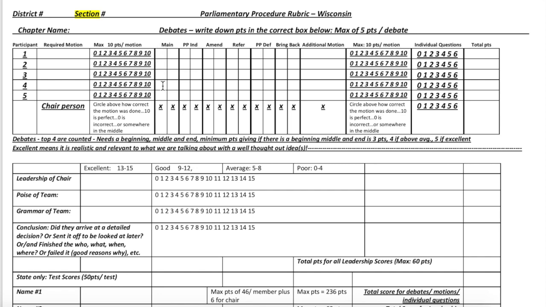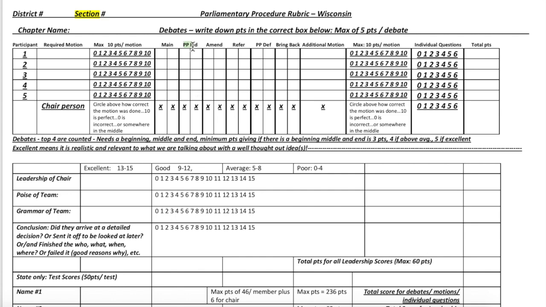So when they debate on the main motion, their first debate will go in this box here. So if the first chair debates the main motion and they get a 3, you'll put a 3 in this box. When the third person debates, you put their score in this box. If the first person debates a second time, their second debate score will go in this box, and so on, all the way down the chart. If they debate on postpone indefinitely, their scores will go in this box. So if the fourth person debates postpone indefinitely, you'll put their score right here. If they debate again, you'll put their score right there.